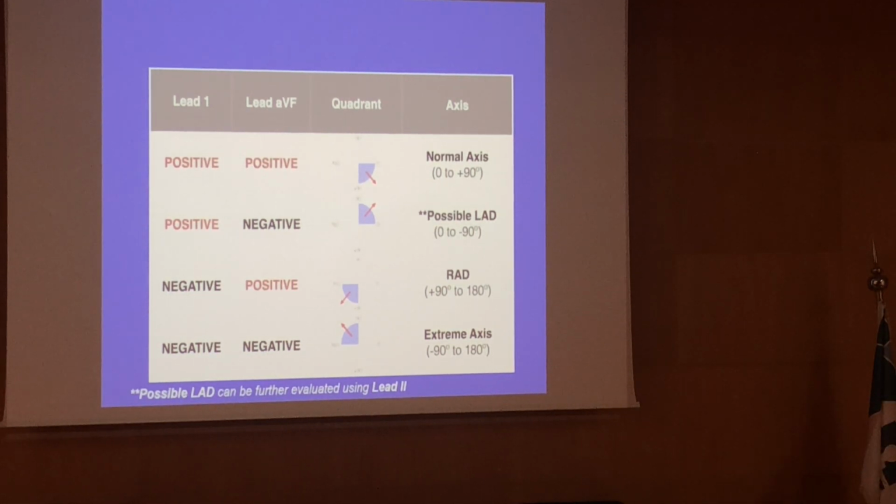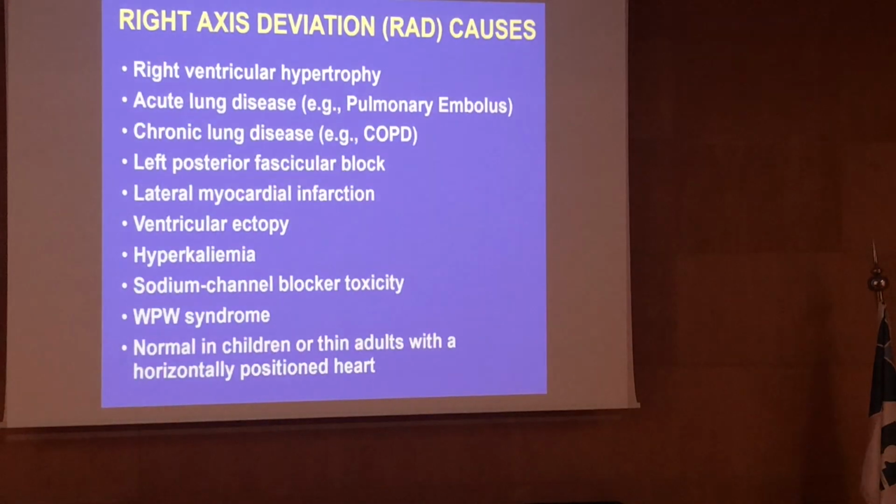Right axis deviation, what could be the causes? Right ventricular hypertrophy, right bundle branch block, so things that happen on the right side. Cor pulmonale, when there is pulmonary disease affecting the right side of the heart, more muscle on the right side, so more activity going to the right side, we have right axis deviation. Wolff-Parkinson-White syndrome is an abnormal connection between the atrium and the ventricle, called the bundle of Kent. If it is on the right side, it causes right axis deviation. If it's on the left side, it causes left axis deviation. So it depends on the location.